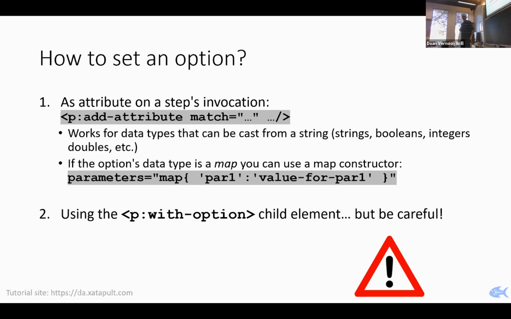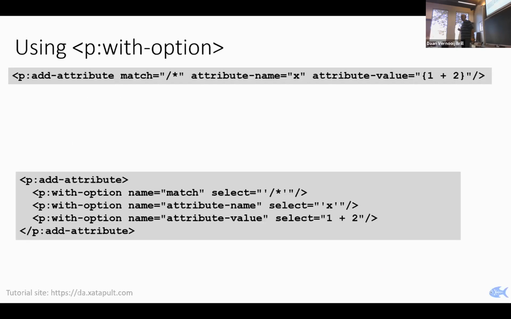So there is a second way of setting options. This is with p:with-option, and here it gets a little tricky. So that's why the exclamation mark is there. This is the alternative for what I just did. So we had an attribute there at the top, and I translated this to 3 p:with-option statements down there.